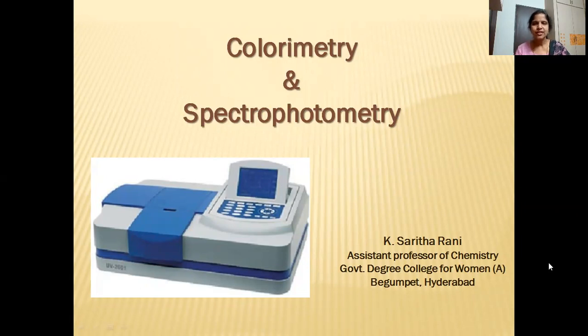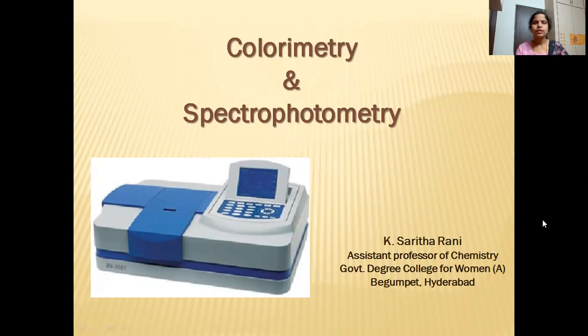In our last class, we have seen the introduction of spectroscopy. So what is spectroscopy? It is the study of interaction of electromagnetic radiation with that of the matter. We have also seen the Lambert-Beer's law and the limitations for Beer's law. So today, we shall discuss the two techniques, that is colorimetry and spectrophotometry, their principle, working, and how they are used for the estimation of unknown sample.